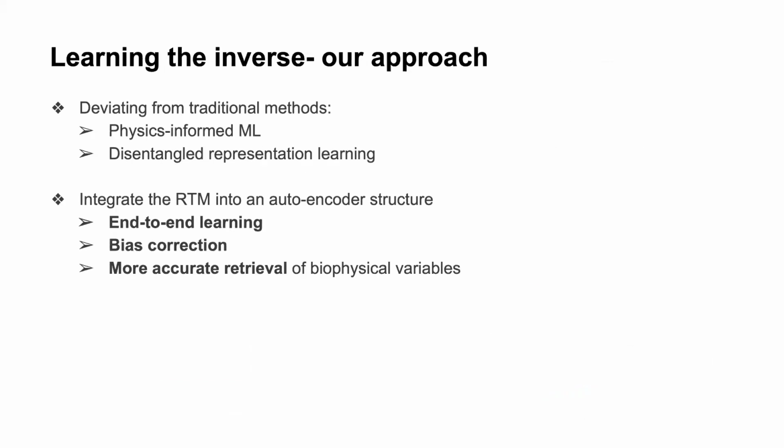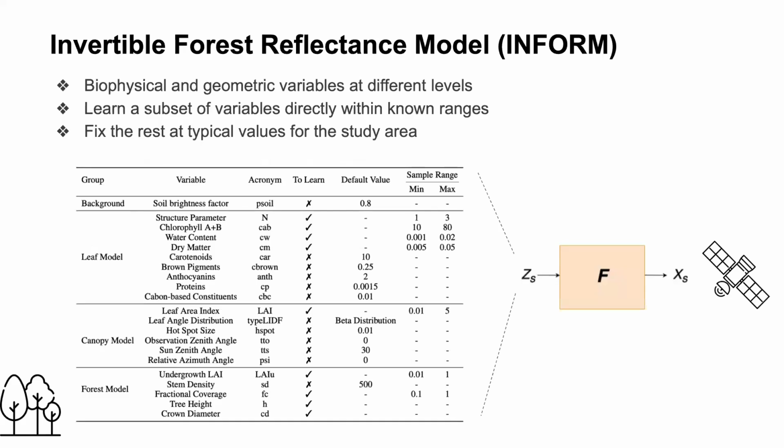In response to the challenges I mentioned above, different from the traditional approach, we draw inspiration from physics-informed machine learning and disentangled representations by integrating the RTM into an auto-encoder structure. By doing so, we hope to have end-to-end learning, and we have two important objectives. One, we hope to correct the bias I mentioned above. Two, by correcting the bias, we hope that it will allow the model to learn more accurate retrieval of the biophysical variables. So how are we going to do that?